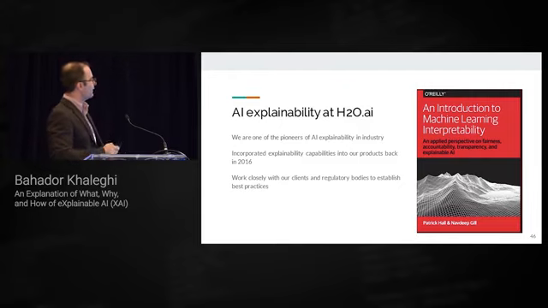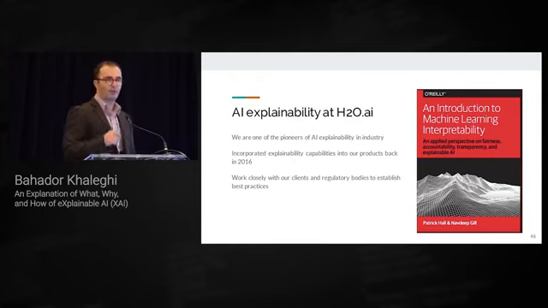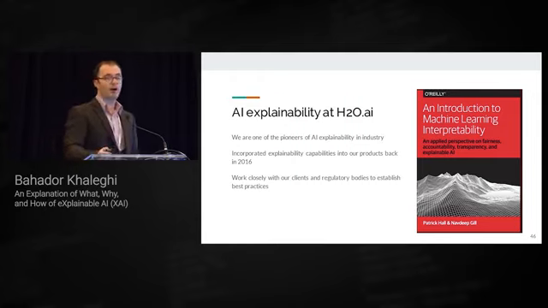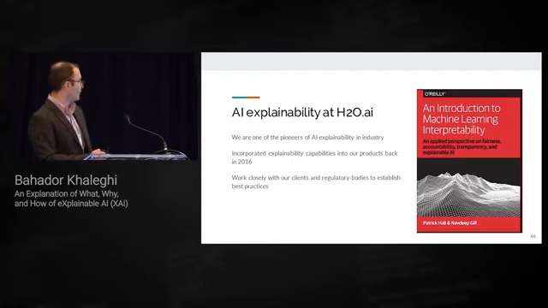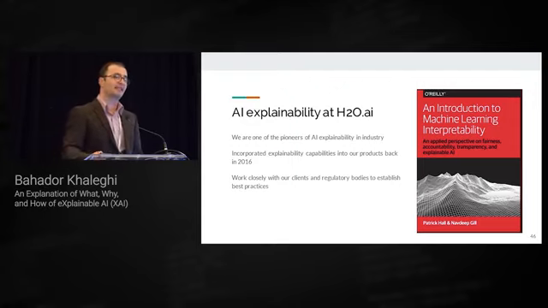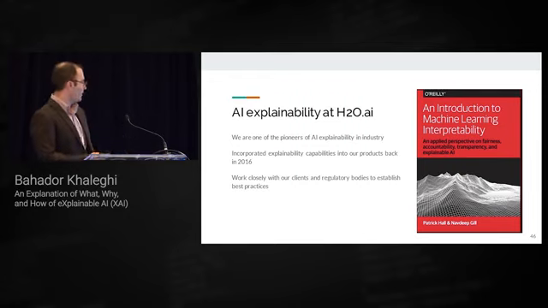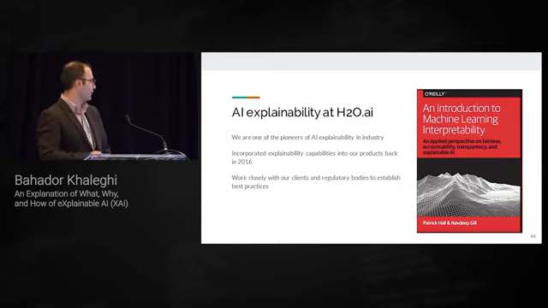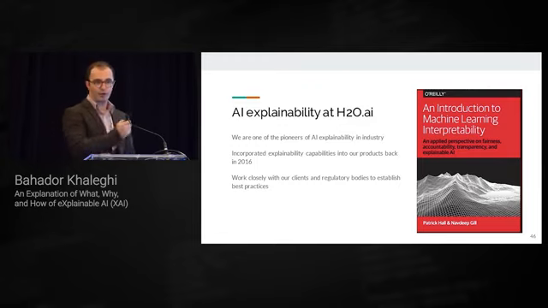All right, so I gave you a very high-level overview of explainability in general. Because I'm from H2O, I'm going to talk to you about what is happening in terms of interpretability at H2O. We are arguably one of the pioneers of AI explainability in industry. We've been incorporating explainability in our products since 2016, so for 3 years already. Patrick Hall, who is the senior product manager behind our machine learning explainability and interpretability, has published an O'Reilly book where he summarizes his vision around this. I encourage you to check out his book.